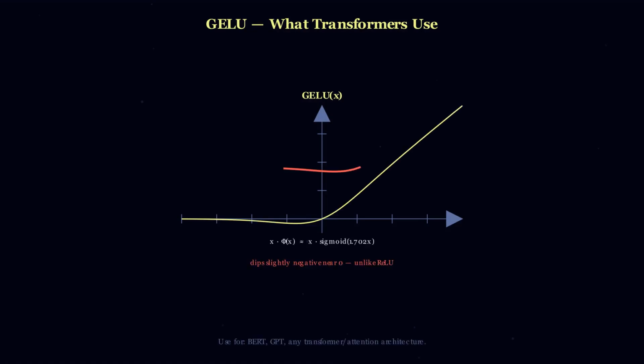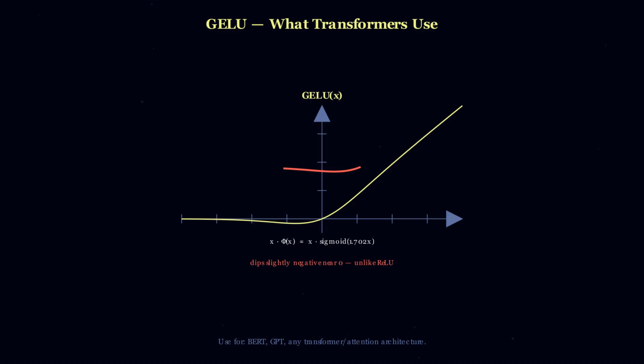GELU, Gaussian error linear unit. What BERT, GPT, and most modern transformers use. Formula: x times the cumulative distribution function of the standard normal distribution evaluated at x. In practice, approximately x times sigmoid of 1.702 times x.